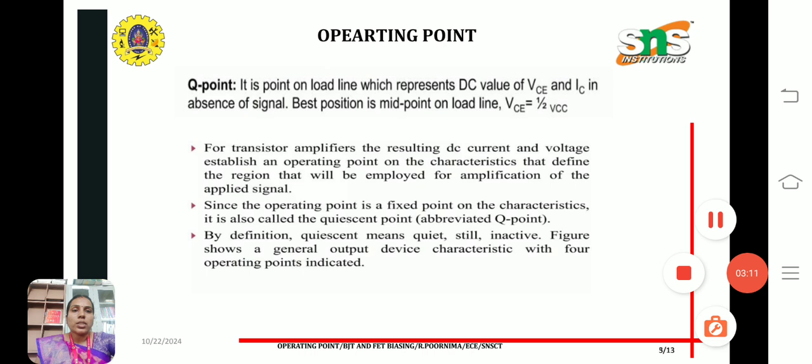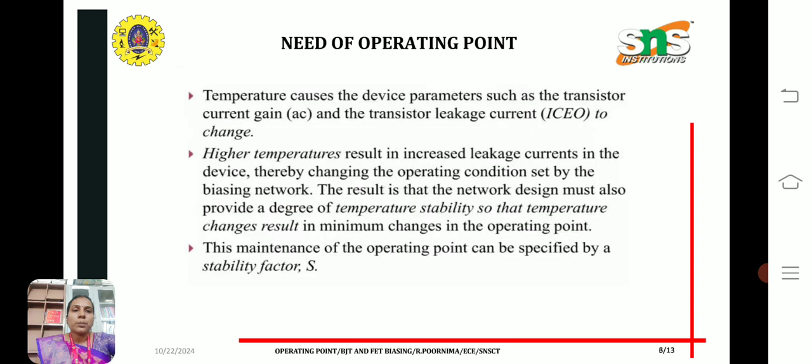So for transistor amplifiers, the resulting DC current and voltage establish an operating point on the characteristics that defines the region that will be employed for amplification of the applied signal. Since the operating point is a fixed point, it is also called the quiescent point, which means it is stable. Quiescent means quiet, still and inactive. It can be seen on the general output characteristics.